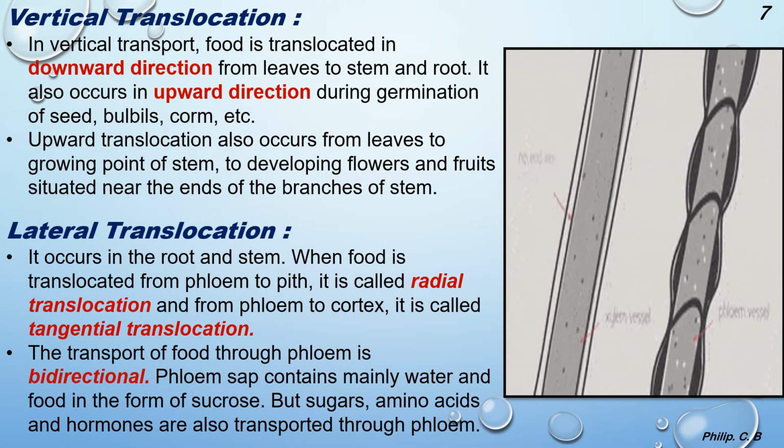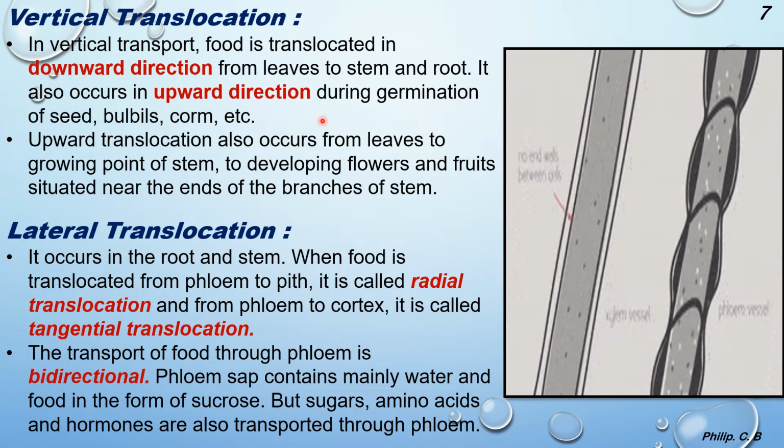Now, vertical translocation. First you can see the image over here, how the translocation is taking place. This one which is moving upward, as we know, is the xylem, which carries the water along with the minerals. Now, see the right side one, the phloem vessel, where you can see the movement not only upward, but also the downward vertical movement taking place, and slightly partial horizontal movement. So here in vertical transport, food is translocated in the downward direction from leaves to stem and root. It also occurs in the upward direction during germination of seeds, bulbils, corm, etc.